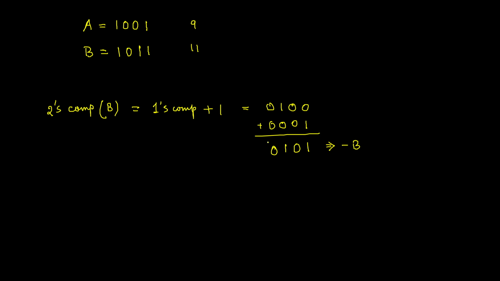right? Now what you have to do, you have to just add this 1001 with 0101, A plus minus B. So basically what we will do, 1011 and then 0101. Now here an interesting situation will happen. Let's see. So initial carry is 0 naturally. So 1 plus 1 is 0, carry 1. Again 1 plus 1 is 0, carry 1. Again 1 plus 1 is 0, carry 1.